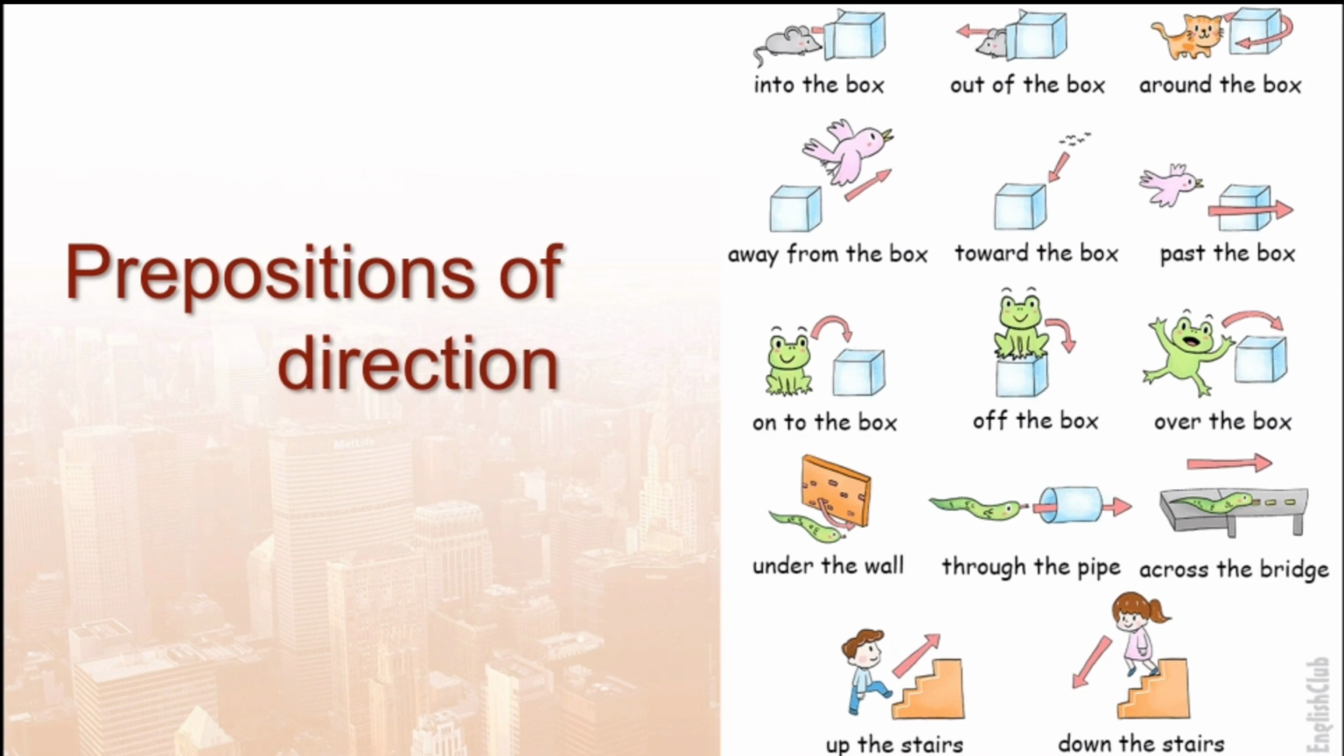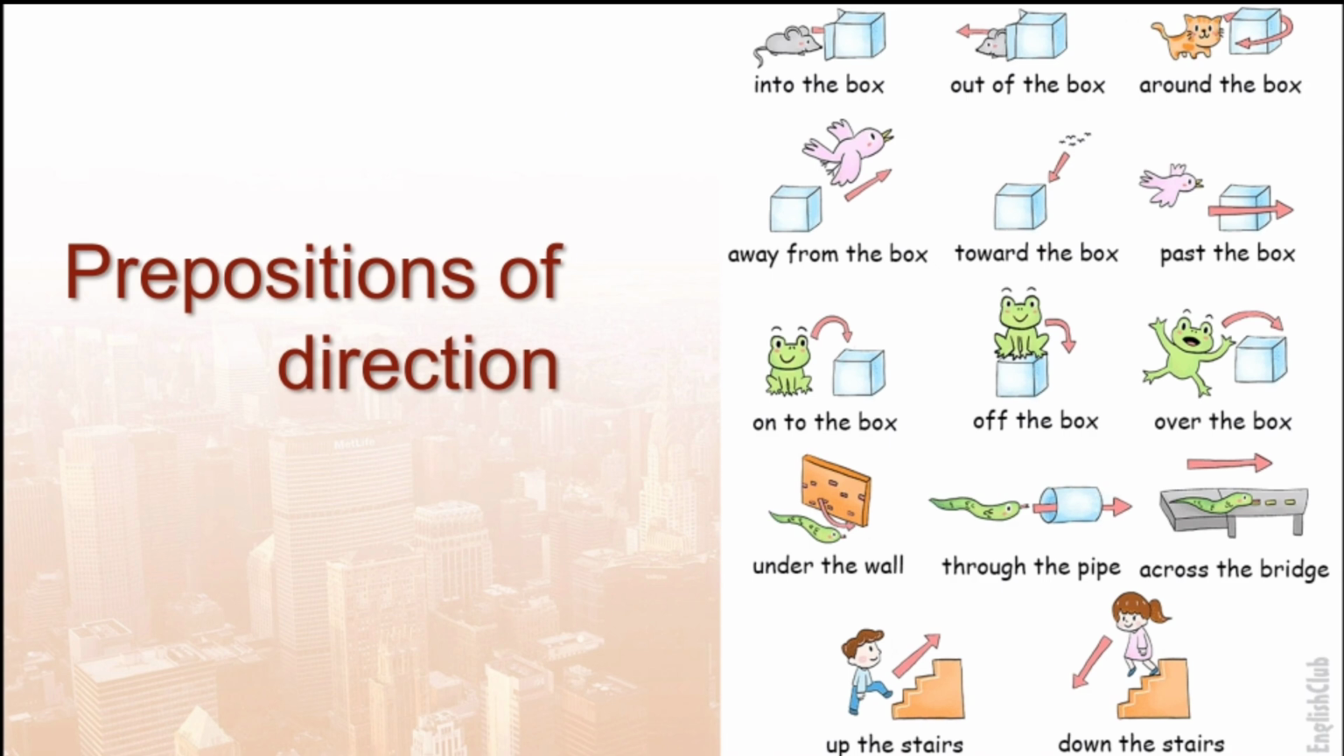Moving on to the fourth example, where the bird is flying away from the box. And in the fifth one, it is moving towards the box or flying towards the box. In the sixth example, past the box means a bird or any other object that crosses or flies past the box. So here we might say that the bird flew past the box.